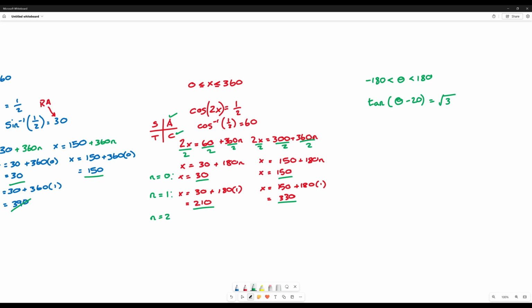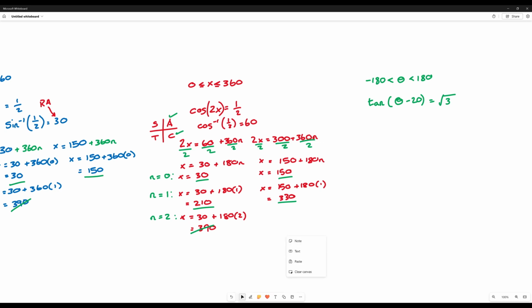Now if we did n equals 2, it's where things get problematic, because you'll notice that we get x is equal to 30 plus 180 times 2, but 180 times 2 is 360. So again, we're adding on 360 to 30, which will take us out of the 0 to 360 bounds. Again, do it out if you're unsure. You get 390 and then go, oh, nope. So we have 4 answers this time: 30, 150, 210, and 330. In the last one, we had 2 answers of 30 and 150.